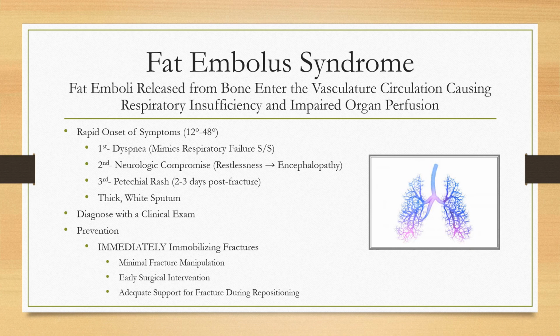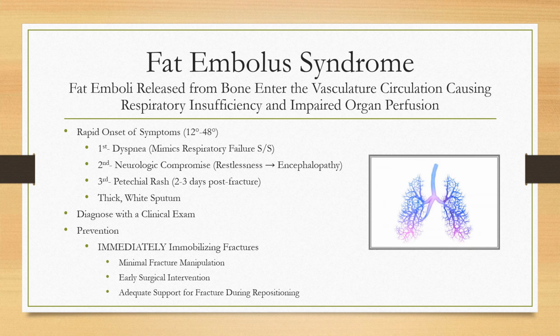Well, if we can immobilize the fracture, say in a splint or a cast or traction, well, it's going to bring the bones back together, and it's going to stop them from moving against each other. And that's going to prevent more fat from going into the circulation. So just minimizing the movement and manipulation of, say, a femur fracture is going to help prevent more fat going into the circulation. Okay? Early surgical intervention to repair the fracture.